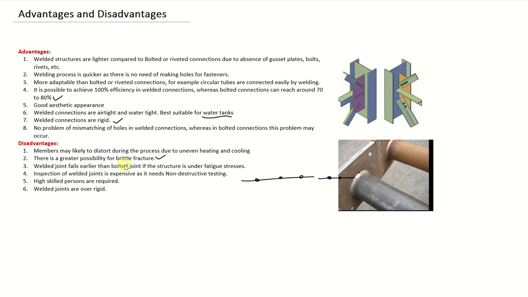Welded joint fails earlier than bolted joint if the structure is under fatigue stresses. Fatigue stresses are the repeated stresses, cyclic loading. When it is subjected to such kind of loading, it will fail earlier than bolted joint. Inspection of welded joint is expensive as it needs non-destructive testing. If you see the bolted connections, you can see whether the joint is tight or not easily. But here, you need a non-destructive testing to know whether the joint is perfect or not. We need highly skilled persons to do the welding process. Welded joints are over rigid. I have already told you this is difficult to dismantle.